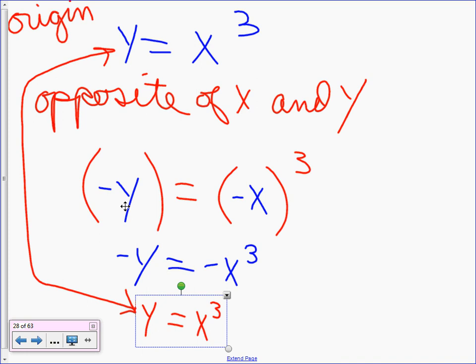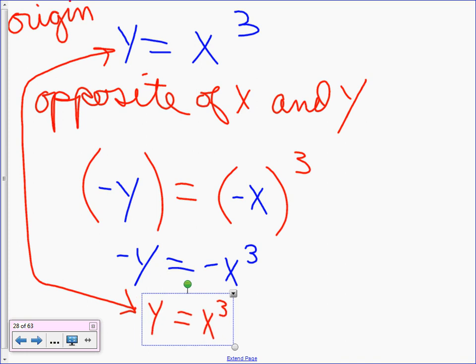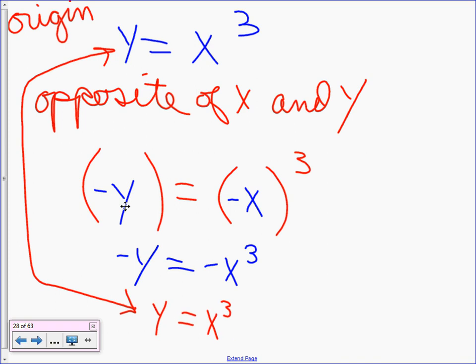If it's a function, you can say it's an odd function. That's the only vocabulary, the only two that have names, even and odd. So the graph y equals x cubed is an odd function. It's symmetric with respect to the origin, because after I put in negative x and negative y, I got exactly what I started with.